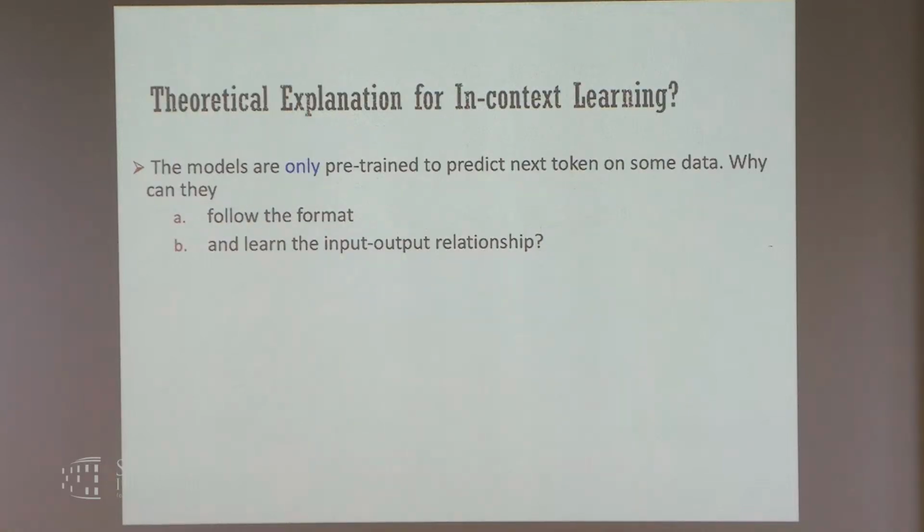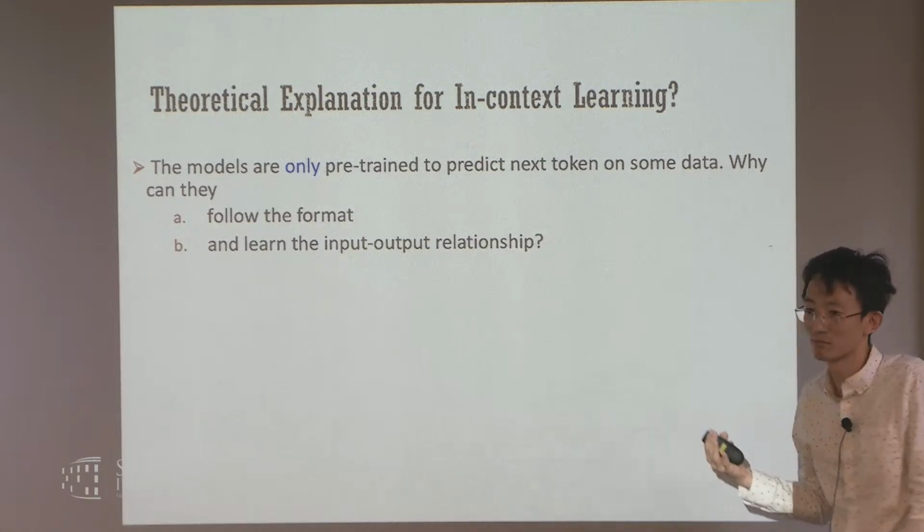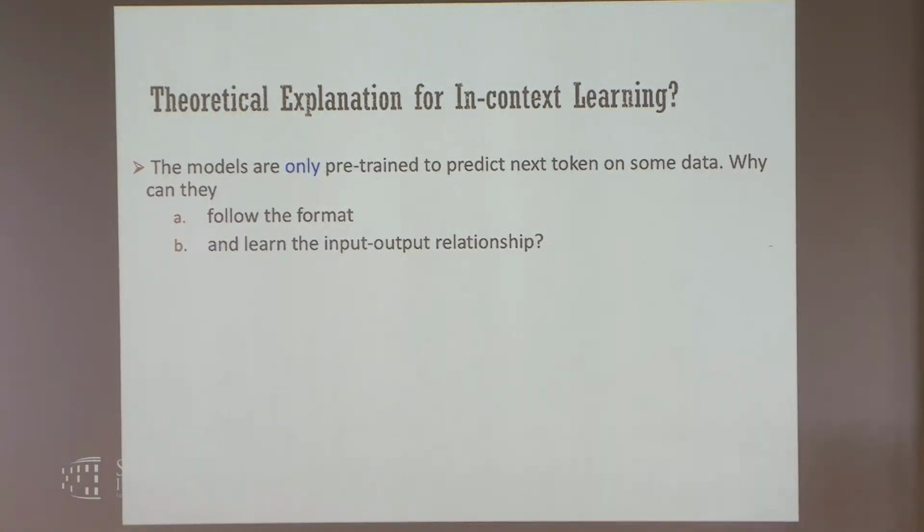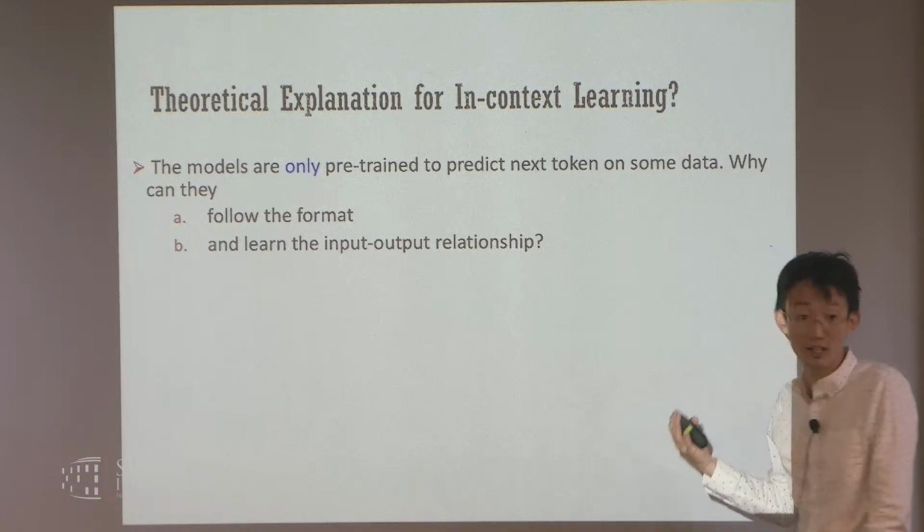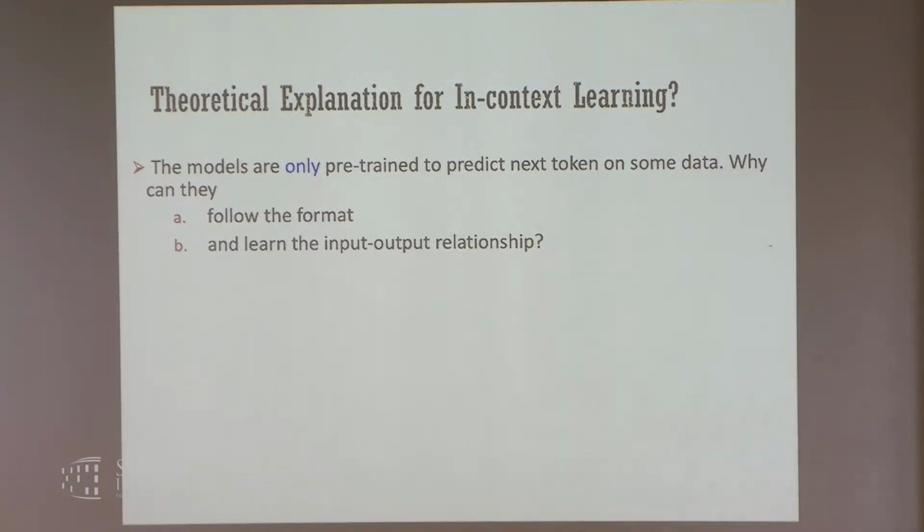Anyway, okay, so how do we have some theoretical explanations for in-context learning? The question here is that the models are only trained to predict the next token on some data, right? So why can these models, which are only trained on this, follow the format and also learn some input-output relationship without even any parameter update? That's the main question.